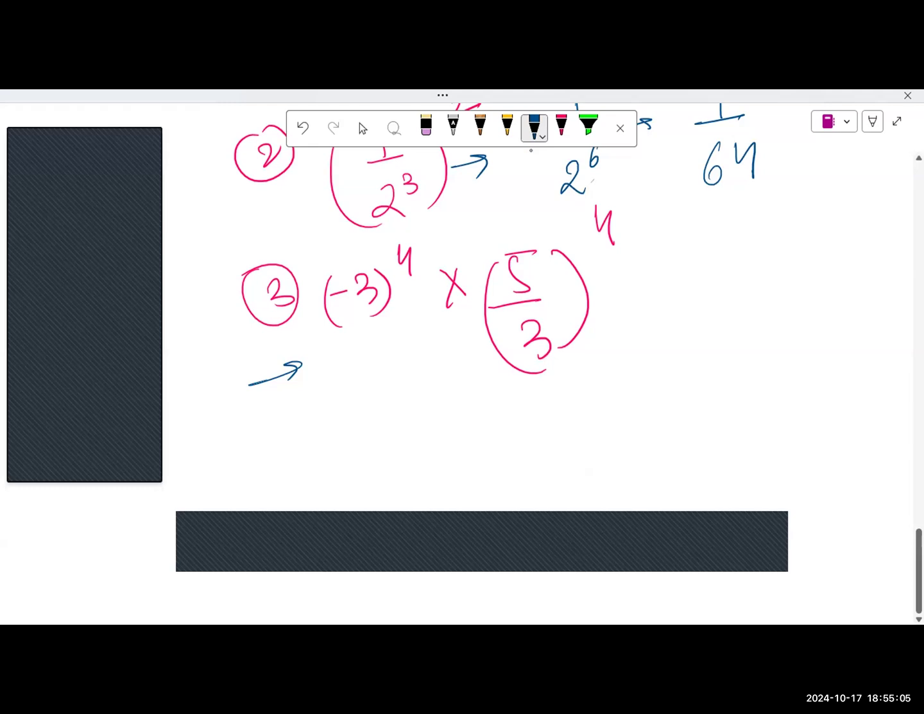Minus 3 to the power 4 equals 81. And 5 by 3 to the power 4. See, you have minus 3 to the power 4. It's minus 3. See, when you have a negative number and the power is positive, here you have a negative. Just give me 1 minute. There's a phone call.